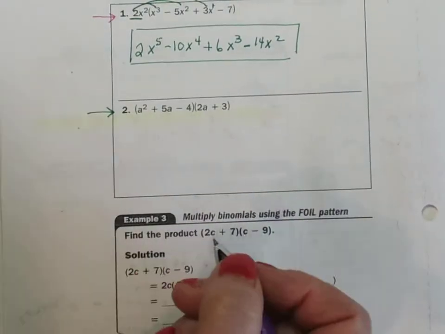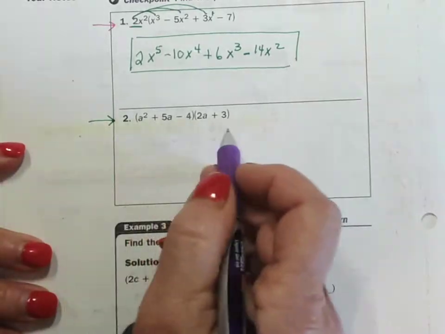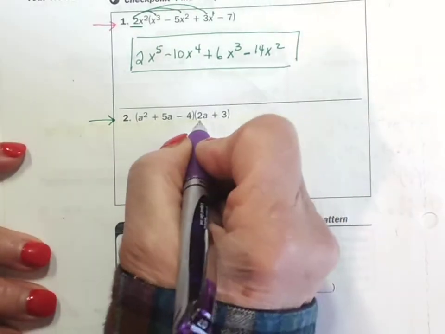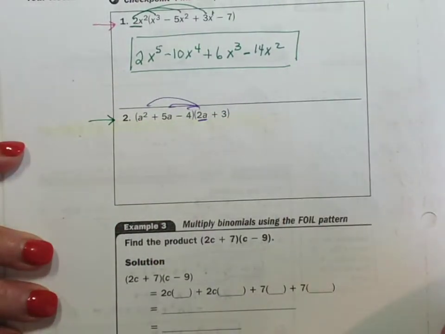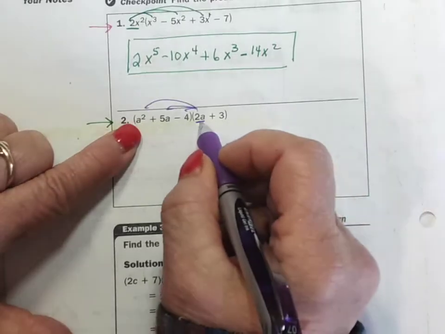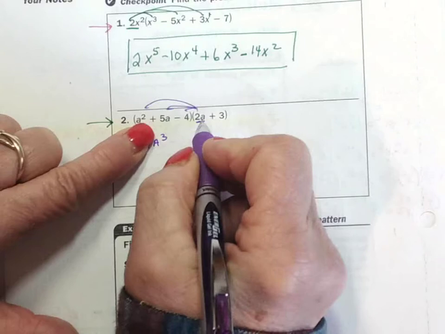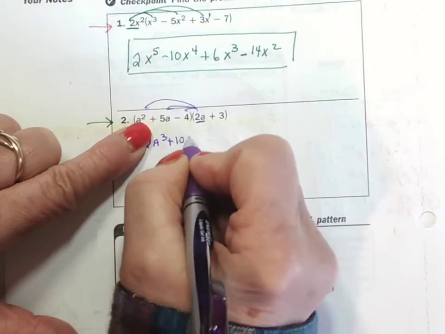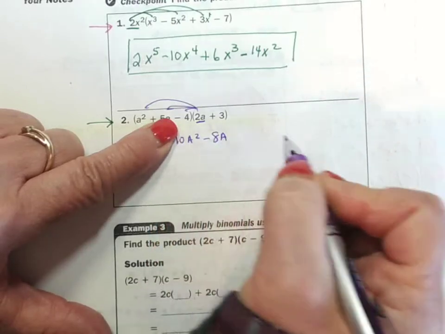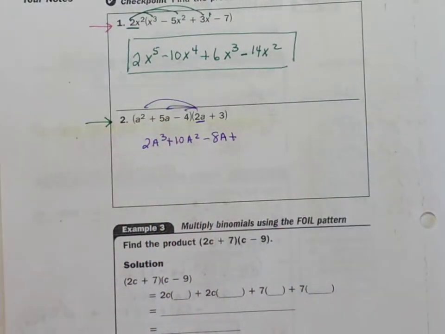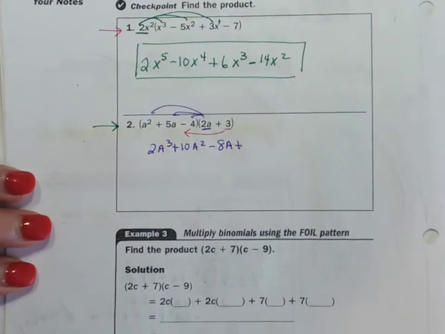Okay, welcome back. All right. I'm going to be lazy and not rewrite the problem, so I'm going to take this term right here and multiply it by all three of these terms. All right, and so I'm going to get 2a cubed plus 10a squared minus 8a. And then I'm going to take the 3 and multiply it by everything.